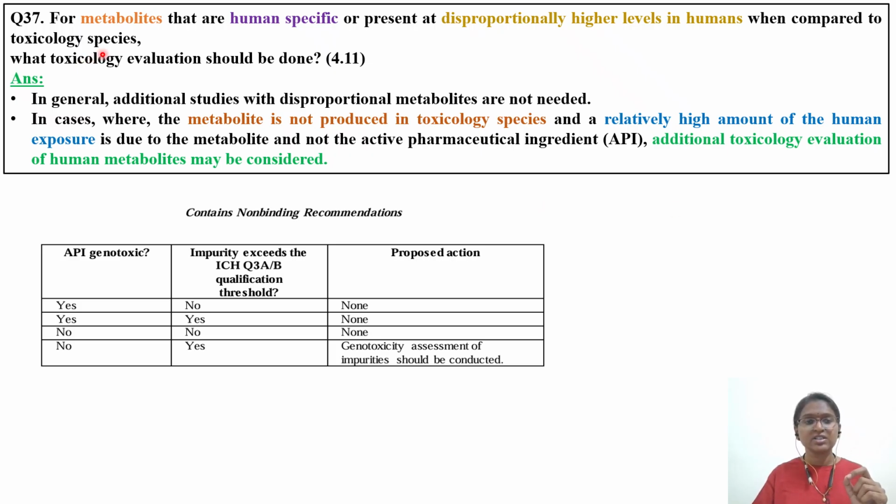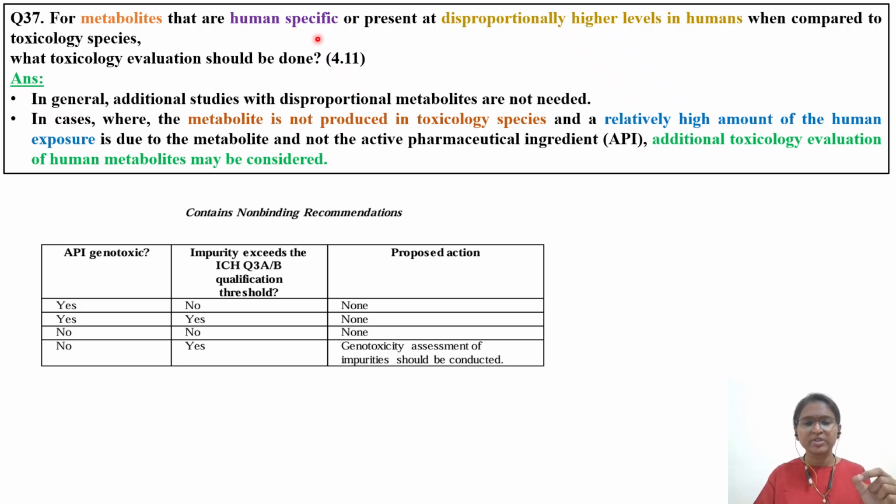Question number 37 is for metabolites that are human specific. You're working on an ADC or new anti-cancer drug, and it is given to a human being, and a metabolite is formed. If that metabolite is active, and for example it can only be seen in humans, while the relevant species, monkey or dog, does not form that metabolite at all, how to handle that we'll see.